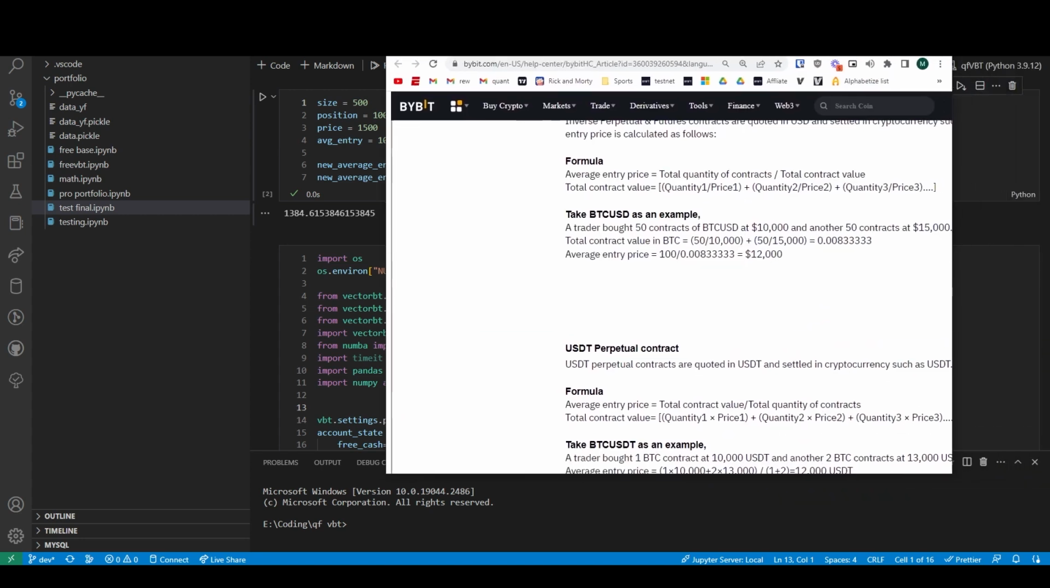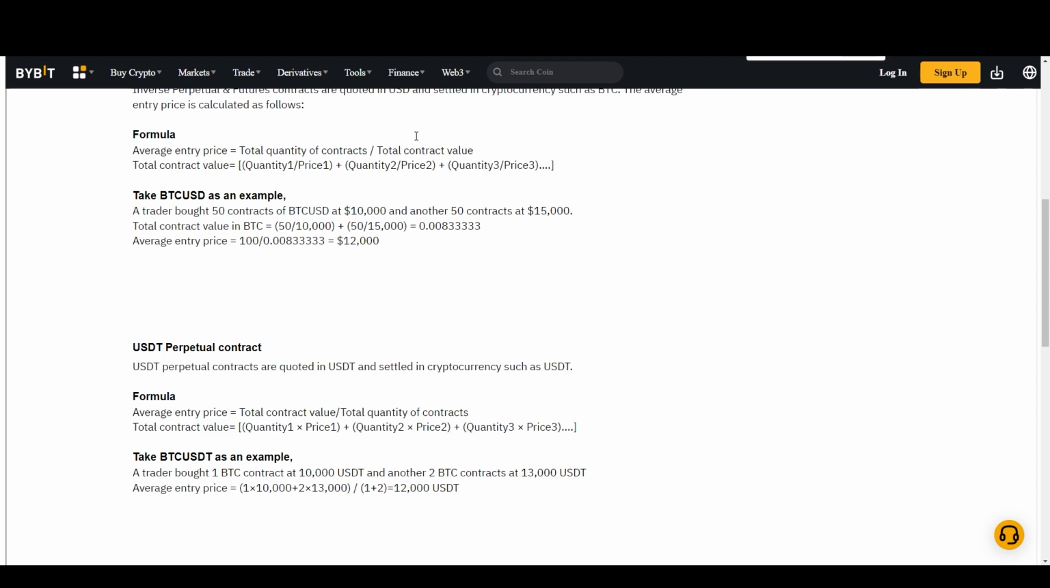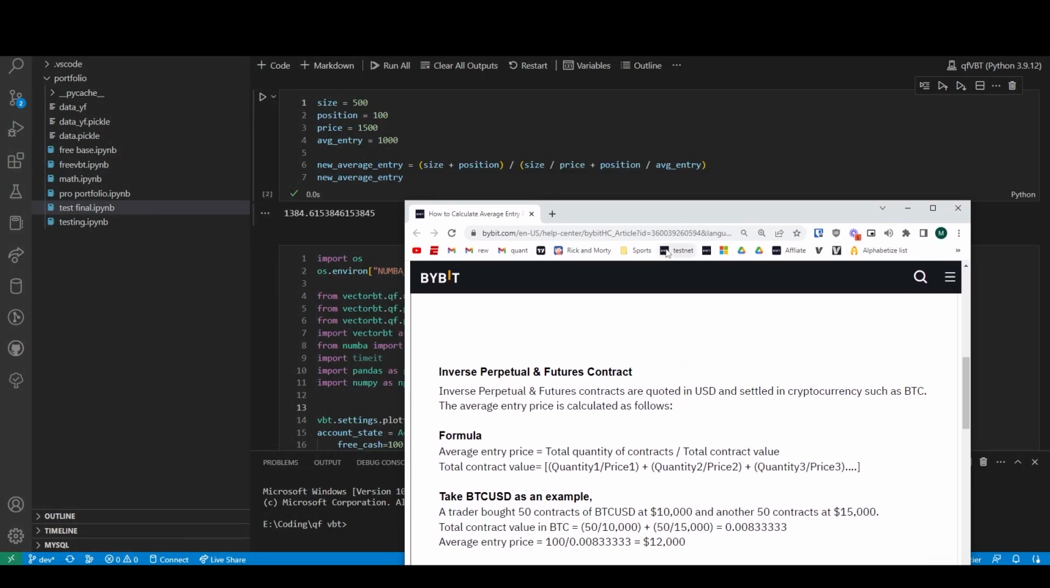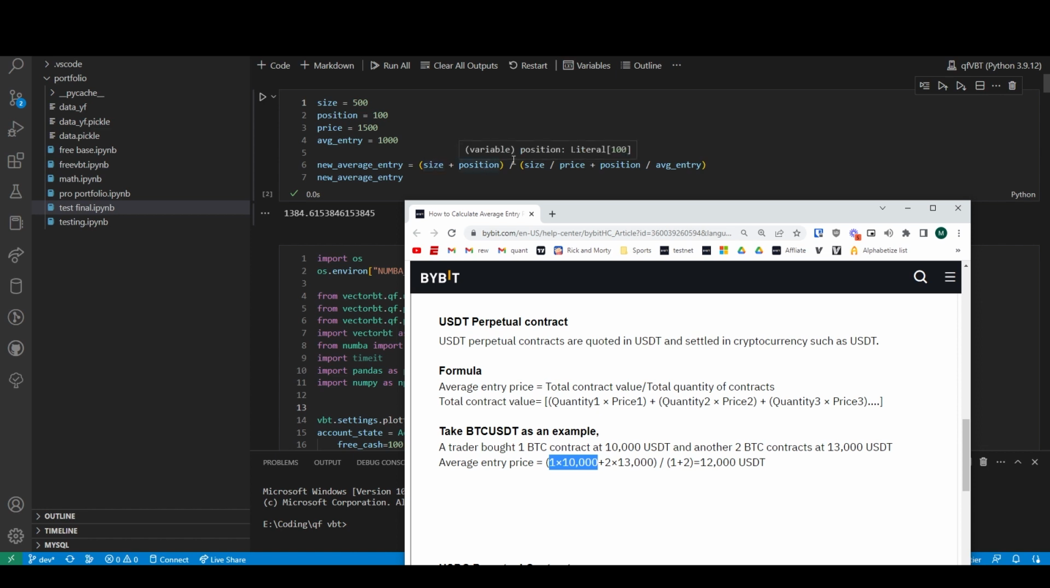Yeah, so I think I'm doing this bottom one here, which is, so if we look at this one right here. So we have 1 times 100. So we have our total contract value. So this is just the USD value. And here you have 2 Bitcoin at 13,000, which is basically the USDT value. So we're taking the USDT value plus the position divided by the Bitcoin size. So we're doing size divided by price. That's the Bitcoin. And then plus the position divided by average entry. And that gives us our new average entry. And so that works out.